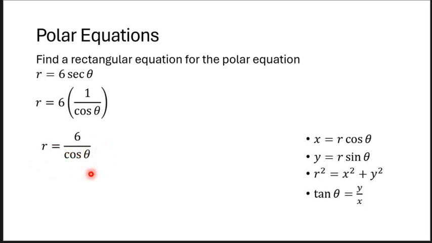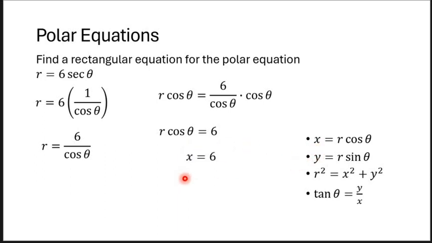All right, from here, I want to get rid of the fraction. So to get rid of this fraction, I'm going to multiply both sides of the equation by the cosine of theta. When we multiply both sides by the cosine of theta, on the right side, they cancel out. On the left side, I get r cosine theta, which I actually know what that equals in rectangular form. When these cancel, I just get r cosine theta equals 6, and r times the cosine of theta is just x. So the final result here, the rectangular form of that equation, is just the equation of the vertical line, x equals 6. All right, let's take a look at the next example here.